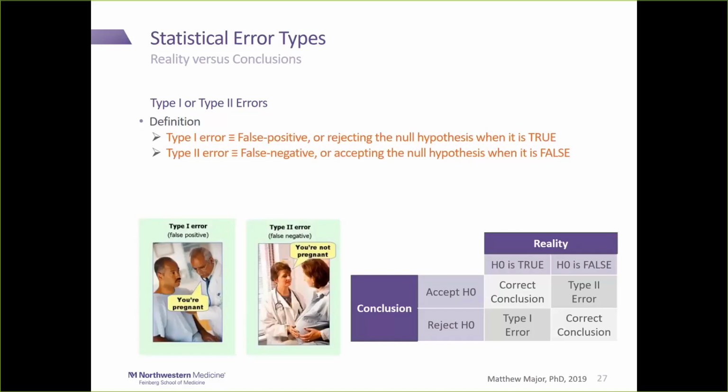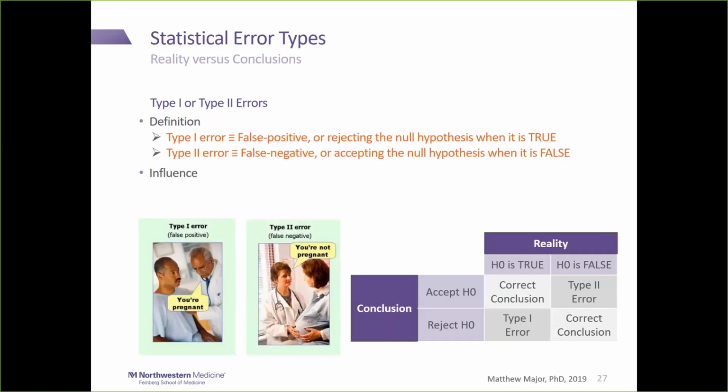I have two classic examples of this. A type 1 error, a false positive, is when the doctor clearly tells the man that he's pregnant, which he probably isn't. A type 2 error in this case, a false negative, is the doctor telling this woman that she is in fact not pregnant when it seems pretty clear that she actually is.